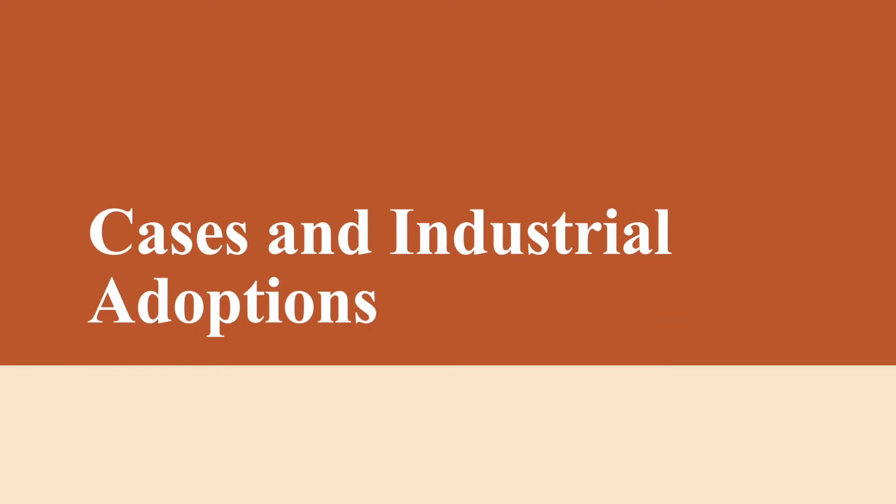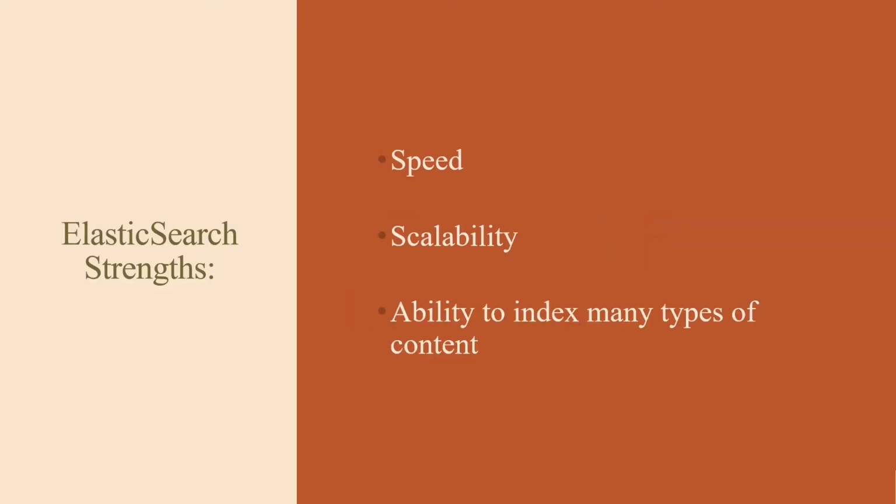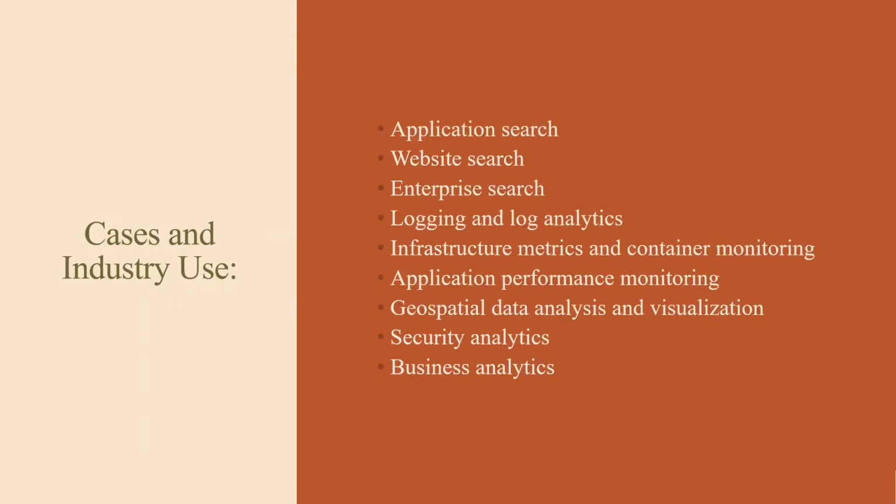So the next thing we're going to talk about is cases and industrial adoptions. Elasticsearch is very popular because it is very fast. It's very scalable. For the homework, it's only 12 data points, but for some of the demos, it's upwards of a few thousand. It can index a lot of different types of data, latitude, longitude, numbers. It can aggregate a lot of different types of information. You'd be surprised. Poke around the demos, and you'd be surprised what you may find.